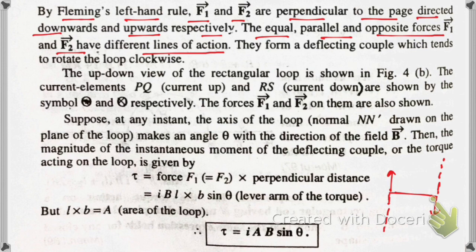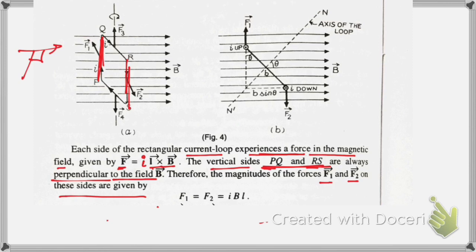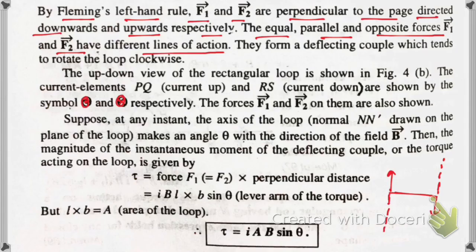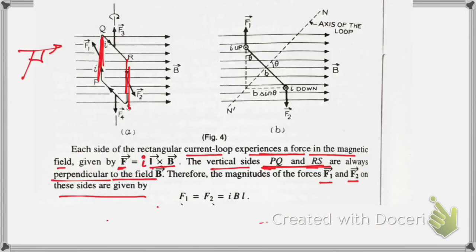Okay. So I have already mentioned here that this dot symbol represents upward and this cross represents downward in this figure. This is the cross, this is the dot. Up and down are written in the figure. So forces F1 and F2 on them are also shown in the figure here clearly, right?